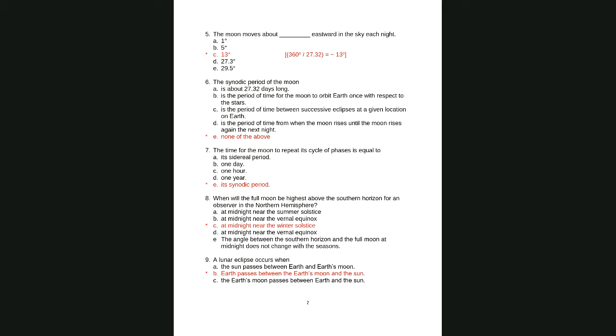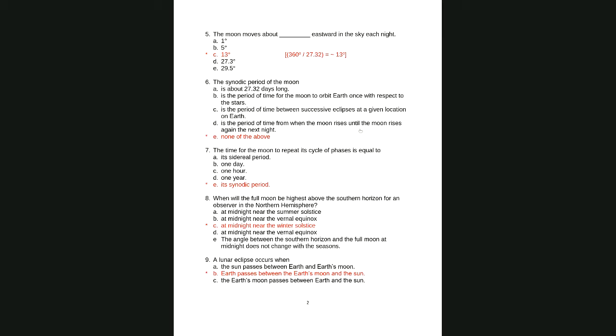So I know that the full revolution is 360 degrees, and the period of one revolution is 27.32 days. So if you divide that, it will be roughly about 13 degrees. So each night, it will be moving about 13 degrees in the sky.